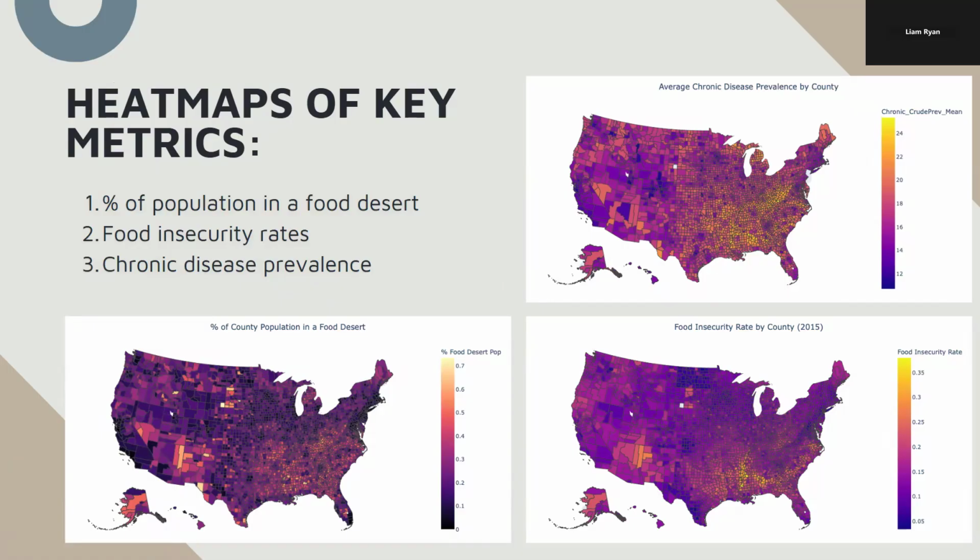What we found was a consistent regional pattern. Counties in the Deep South and Southeast showed low levels of food access, high food insecurity, and high rates of chronic illness. This overlap suggests a potential strong association between these variables, supporting our decision to model these relationships further.